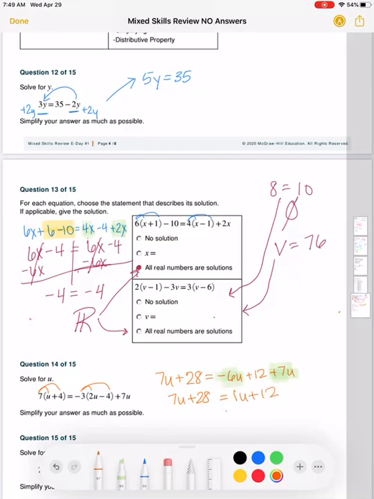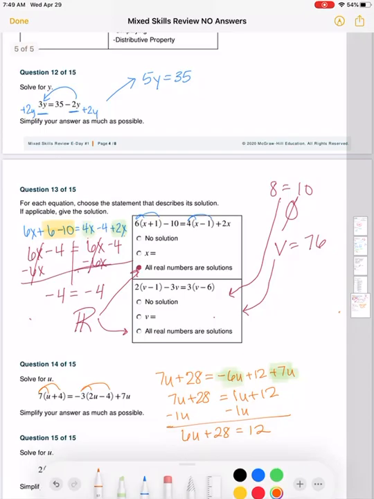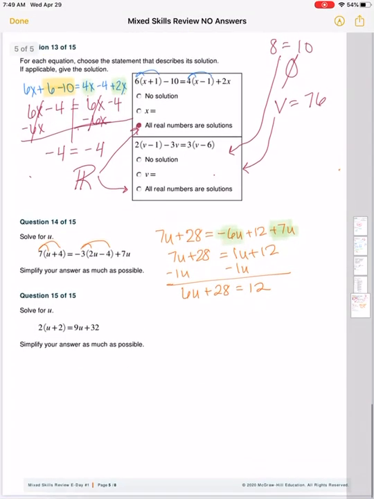We always move small to big. This is a positive one. To move a positive, I have to do a negative. Okay, so we're left with 6u plus 28 equals 12. There are 2 more steps left in this equation. I am going to let you finish it by yourself. That is not a finished problem.